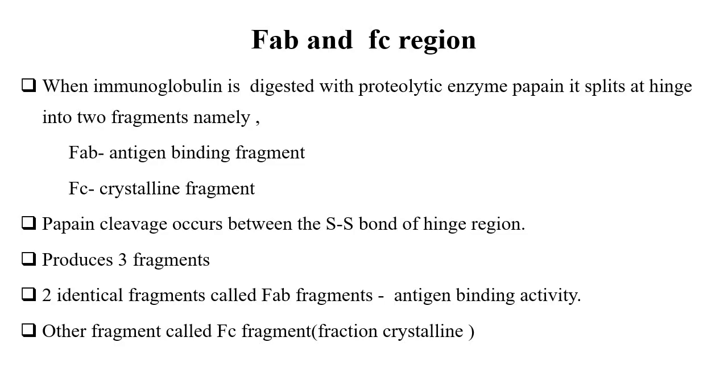Papain cleavage occurs at the disulfide bond of the hinge region. It produces three fragments: two identical fragments called Fab fragments, which have antigen binding activity, and the other fragment called the Fc fragment or fraction crystallizable.